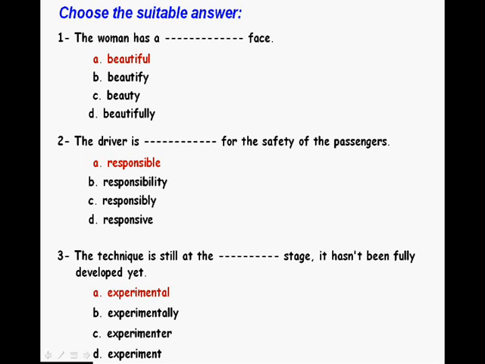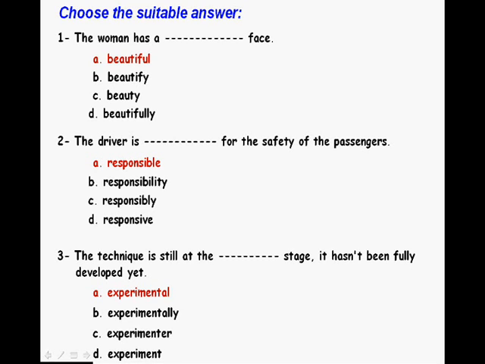Very good. Experimental. So I have here the suffix al. Remember when we were talking about the adjectives, we said that the suffix al, I use it to say that this word is an adjective. So the technique is still at the experimental stage. It hasn't been fully developed yet.